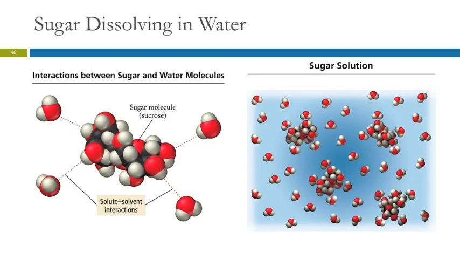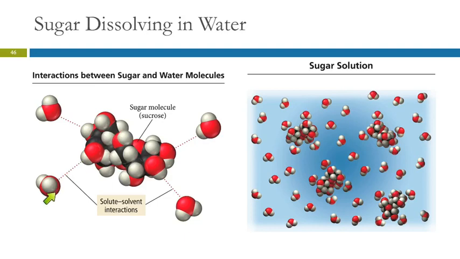So what happens when sugar dissolves in water? Well, sugar is a polar molecule. We've got oxygens and hydrogens, and those hydrogen-oxygen bonds have unequally shared electrons, just like they do in water. So this oxygen is going to have a little bit of a negative charge. The hydrogen is going to be partially positive.